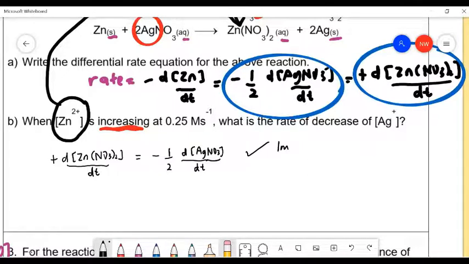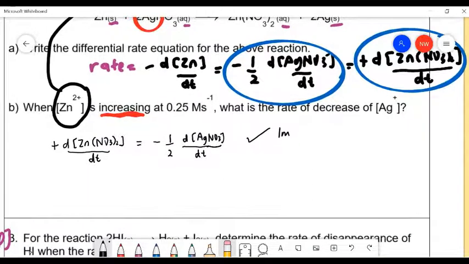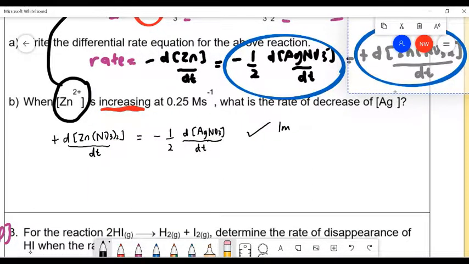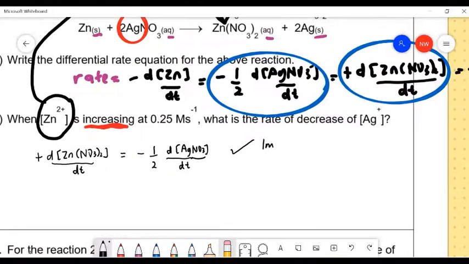Ataupun you boleh tulis, ada orang tulis macam ni. Nak tulis zinc saja pun boleh, tak ada masalah kat sini. So, you tulis macam ni. And then, kita masukkan dia punya nilai. Dia kata kita dah tahu rate. Dekat sini, ini adalah kita punya rate. So, kita tahu rate bagi zinc, formation of Zn2+ ion adalah 0.25.